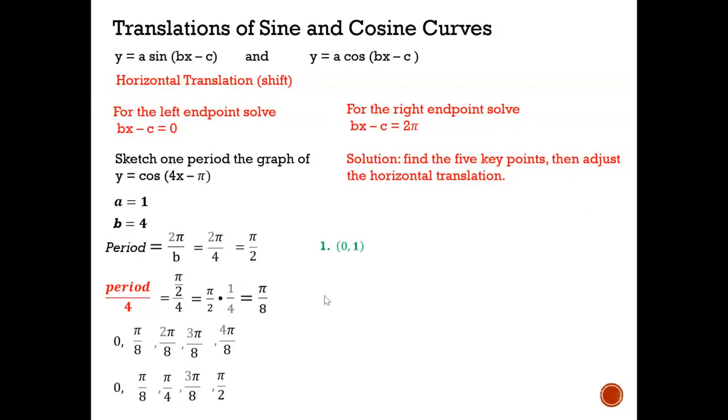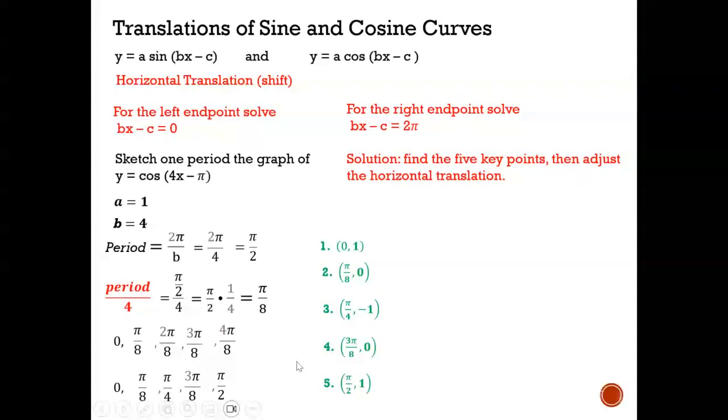Okay, now, my first point will be 0, 1. Because remember, guys, the cosine starts at the amplitude. Then it'll be pi over 8, 0. And then 3 pi over 8, negative 1. And then pi over 4, negative 1. And then 3 pi over 8, 0. And then pi over 2, 1. So these are my key points, okay, without the translation.